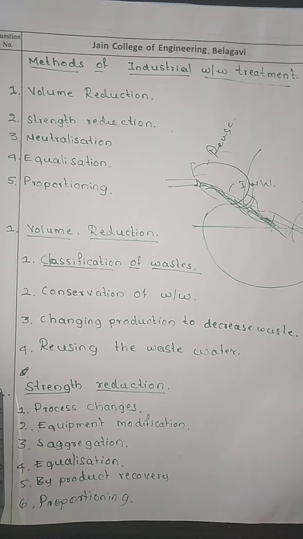Then insulate the pipes so that the water does not get cold or heated. So this is how we can reuse the wastewater, and we can reduce the quantity of wastewater that is discharged into the receiving water body. Now this is regarding volume reduction. Overall, in volume reduction, we concentrate on restricting the volume of wastewater that we discharge into the receiving water body.